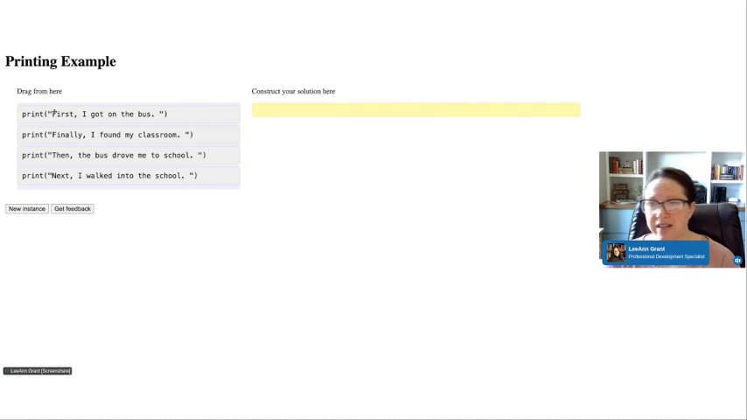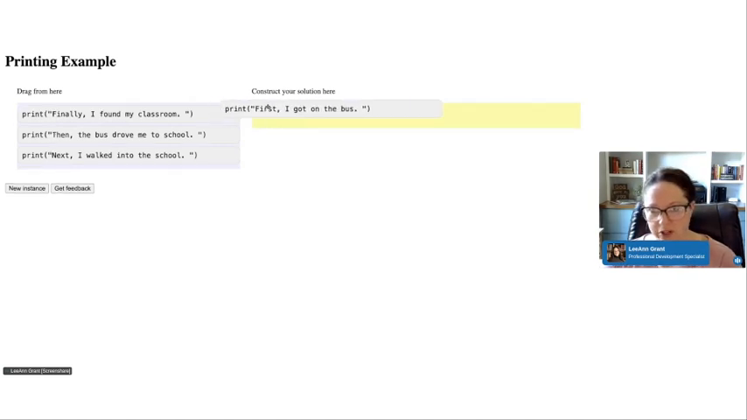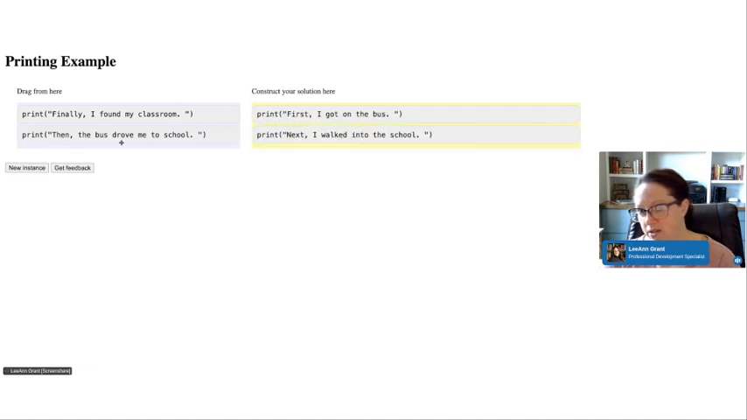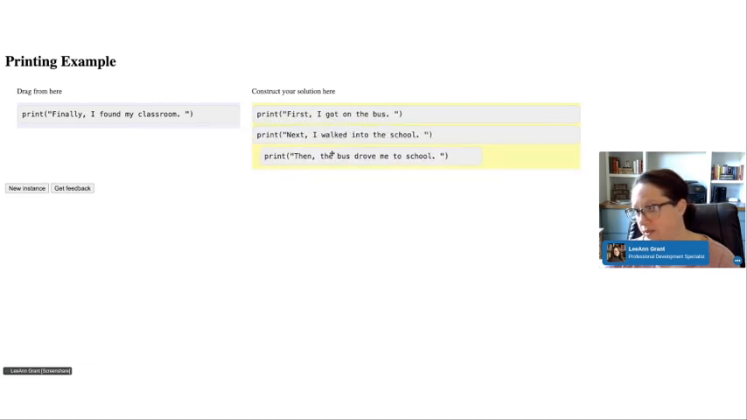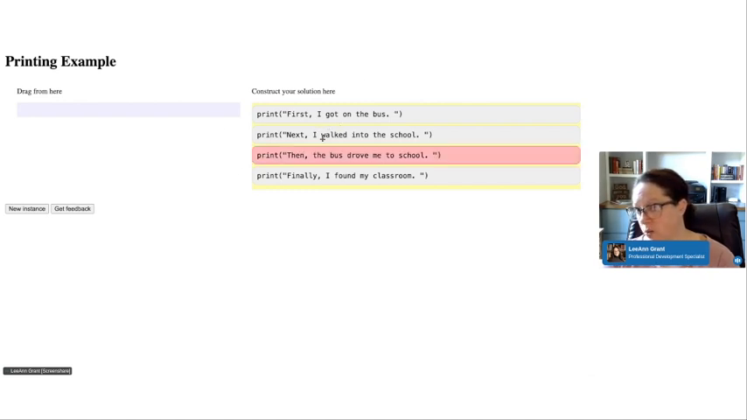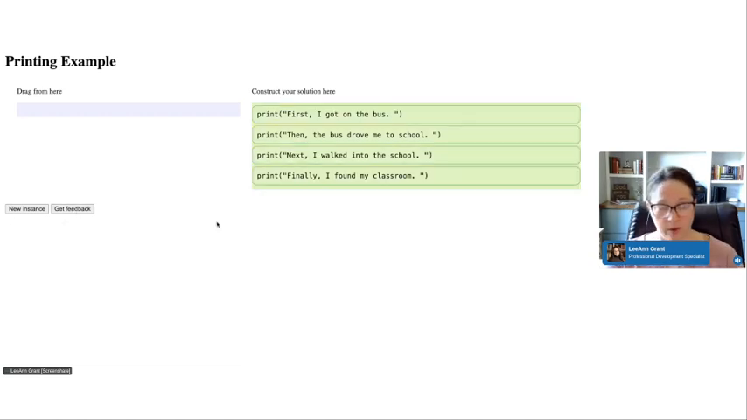Obviously I can see with this one, first needs to go first, and then maybe then, and then maybe next. And then I found my classroom. Okay, now is this right? No, it's not. So I'm going to get feedback and it says they're in the wrong order. So I need to switch these and now I get feedback and now they're in the right order.